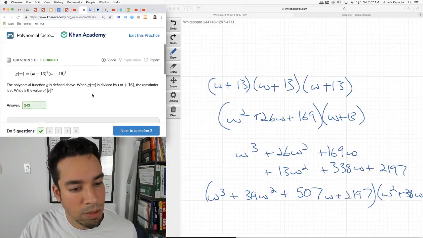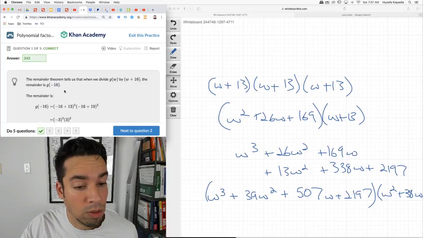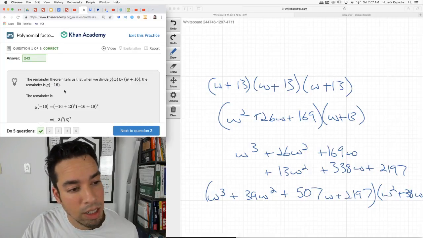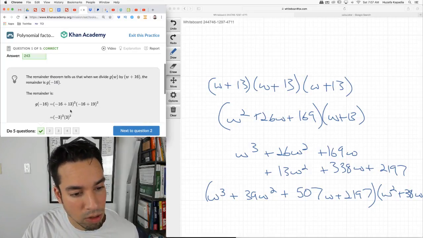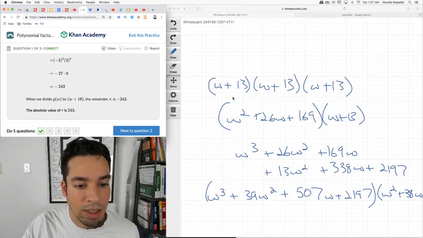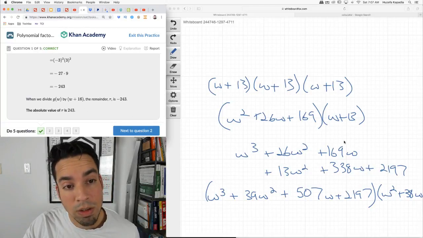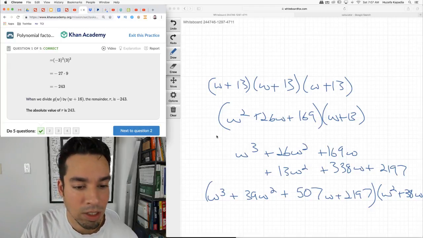So now let's just make sure that they did it the exact same way. Yeah, so the exact same thing. They plugged in negative 16. They evaluated the whole thing, and they got it. So that's the shortcut. This would foreseeably work. It's just so time intensive that it's ridiculous.